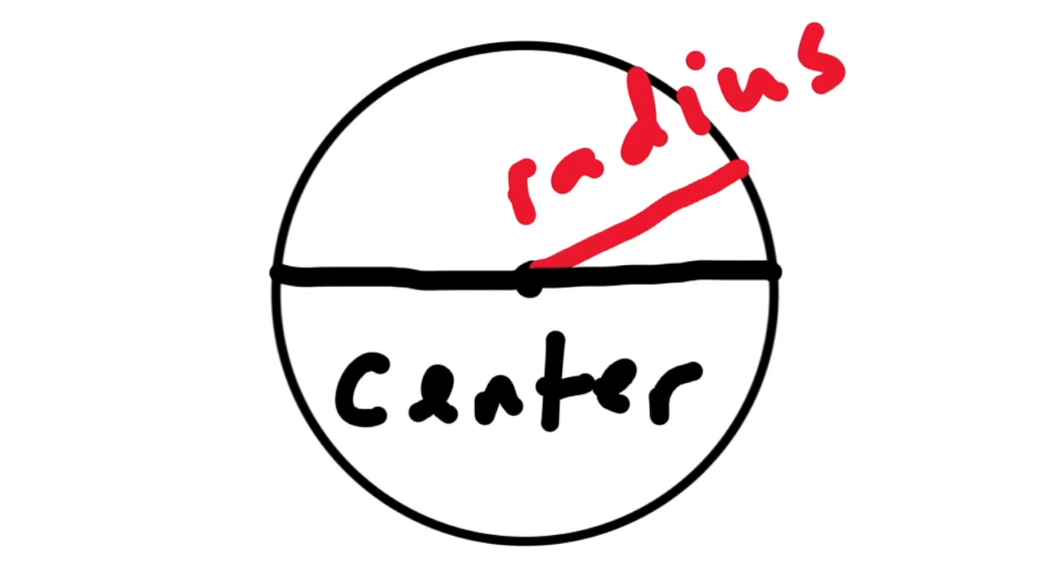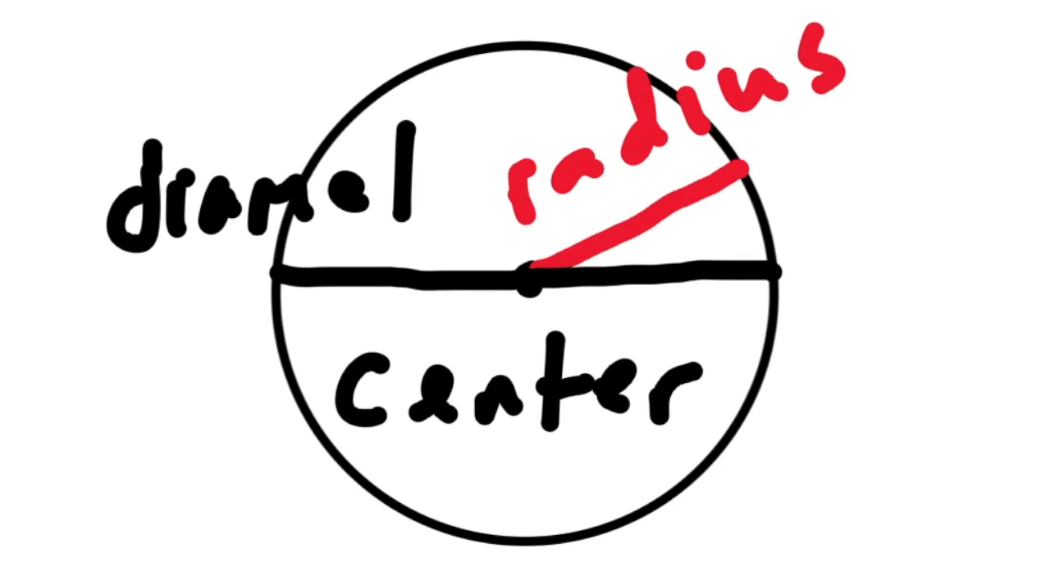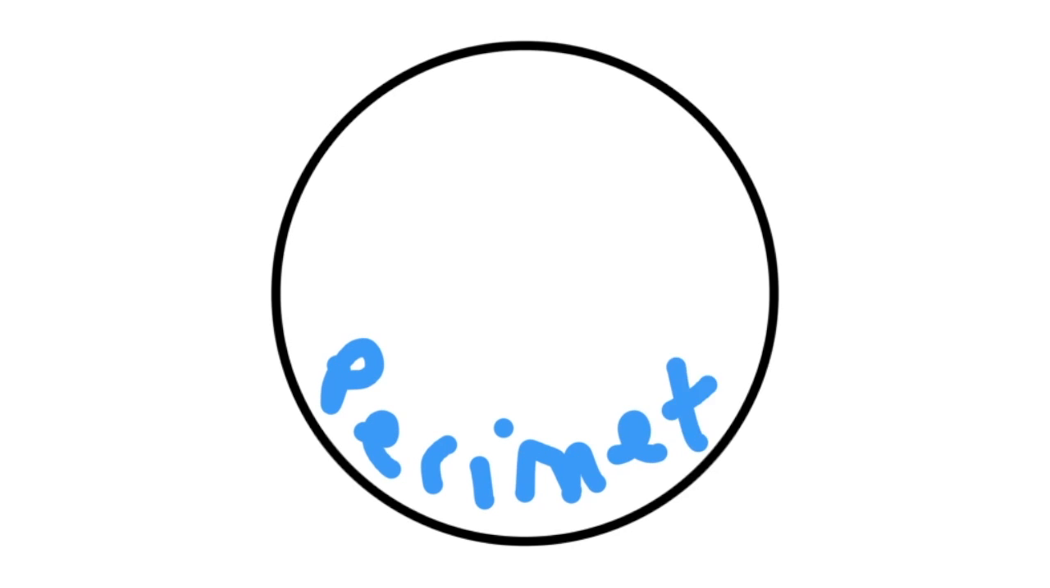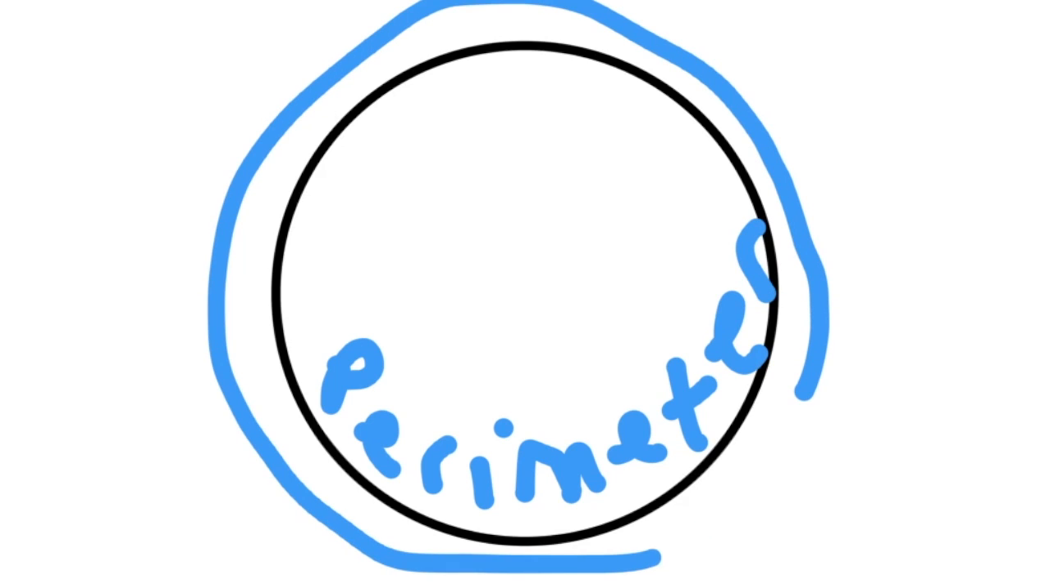If you double the size of that radius and it goes completely across the circle through the center, it's a diameter. The diameter is always twice as big as the radius. When we talk about polygons and the distance around the shape, we call that the perimeter. The perimeter of a circle, that distance around the circle, is actually called the circumference. So when we mean perimeter of the circle, we mean to say circumference.